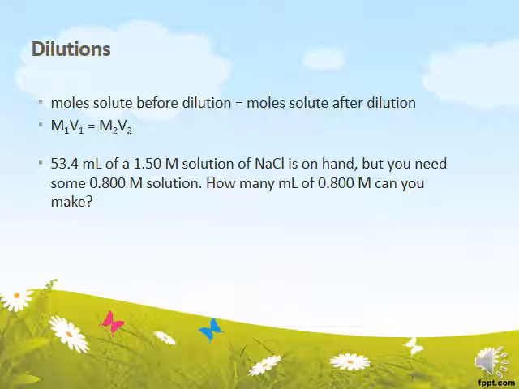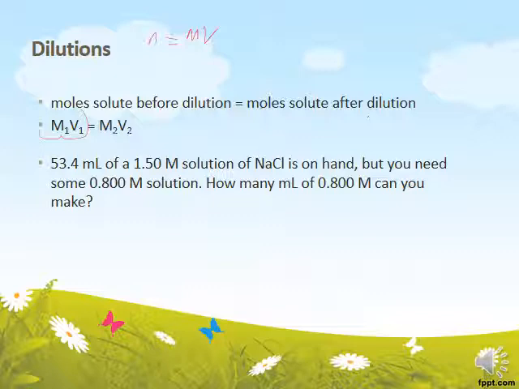So M1V1 is actually representing number of mole. Remember the first formula? n is MV. So number of mole of solute before dilution will be the same as number of mole of solute after the dilution.